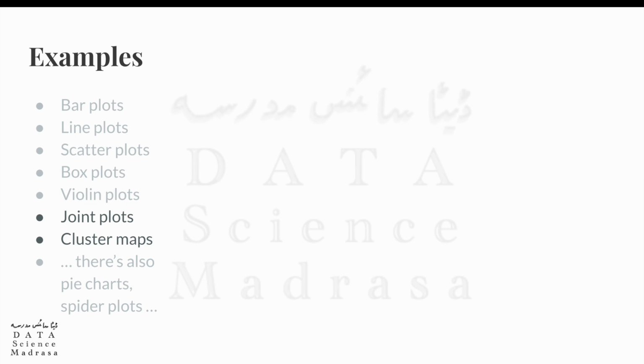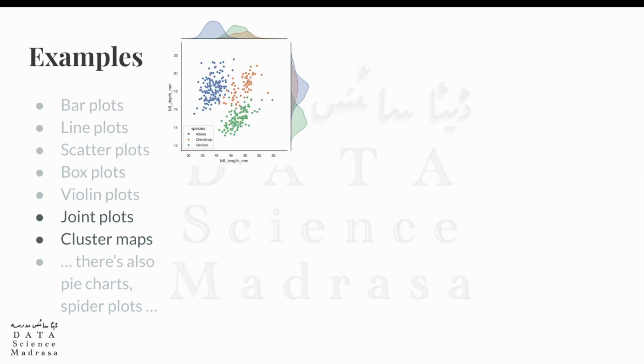Some more examples: joint plots and cluster maps. So joint plots allow us to see two features or attributes against each other. In this case, we go back to the penguin data, bill length in millimeters and bill depth, the three species, and not only can we see the scatter plot and color coded by clusters or by species, but we can also see their marginal distributions as well.